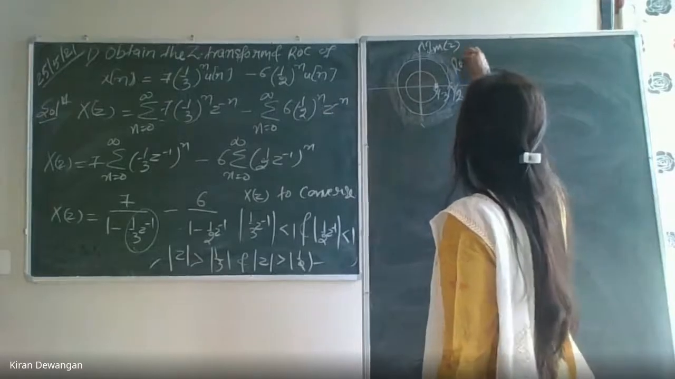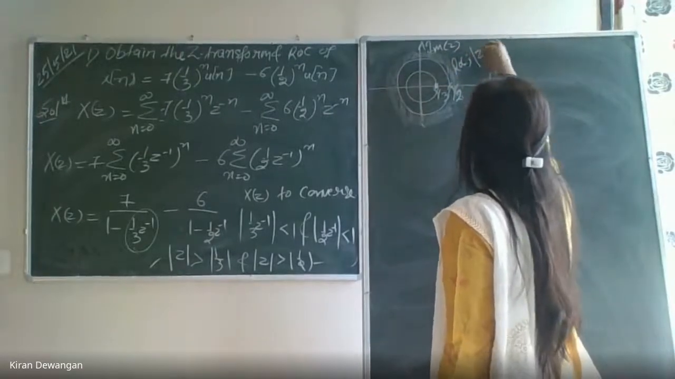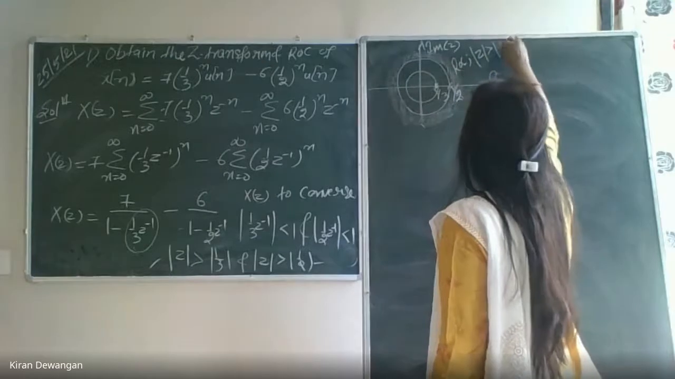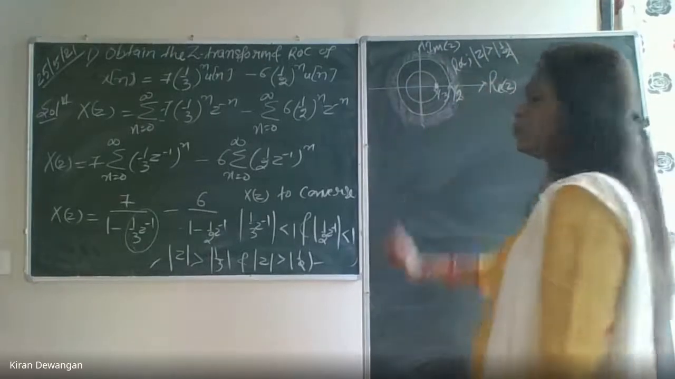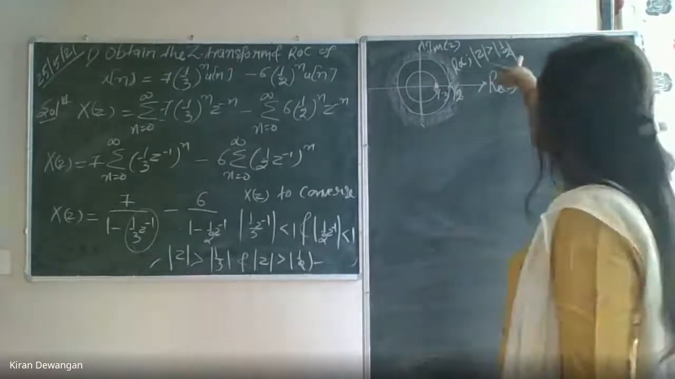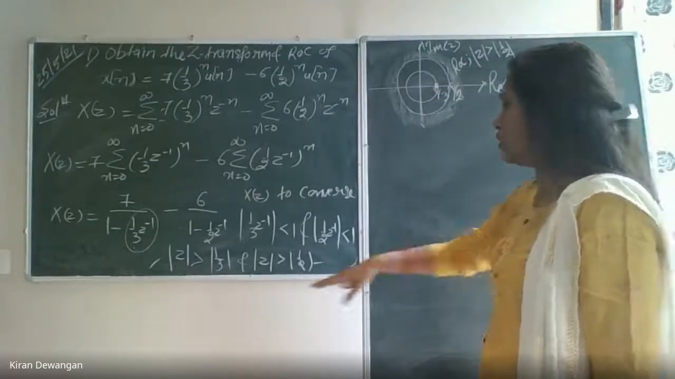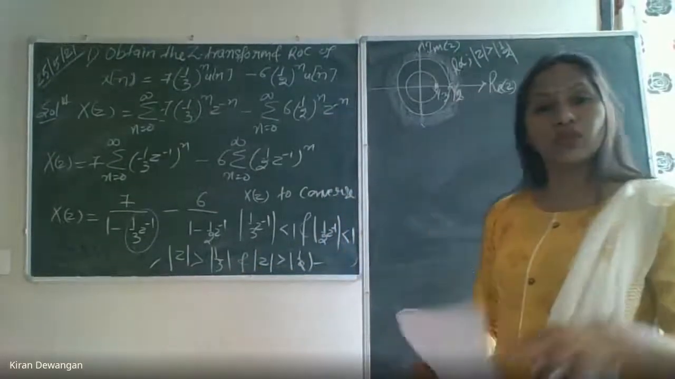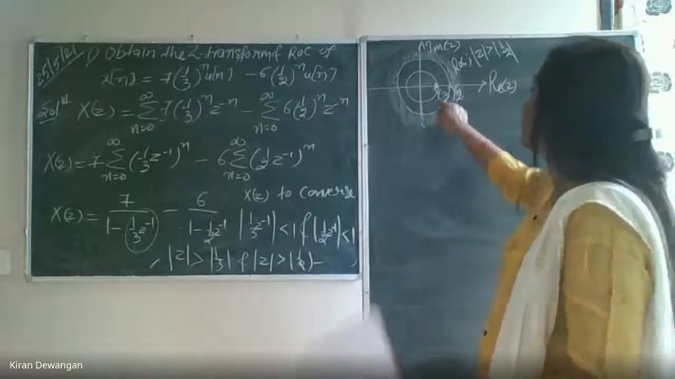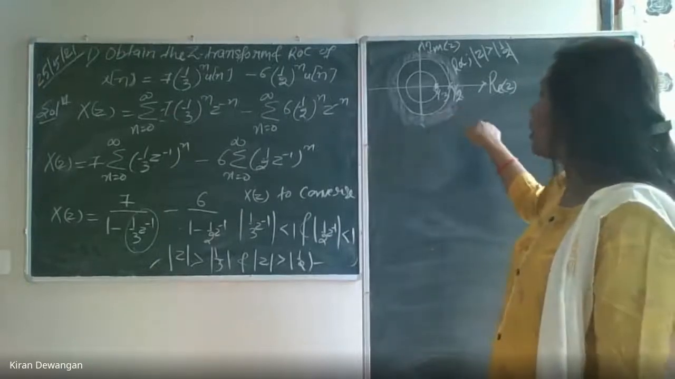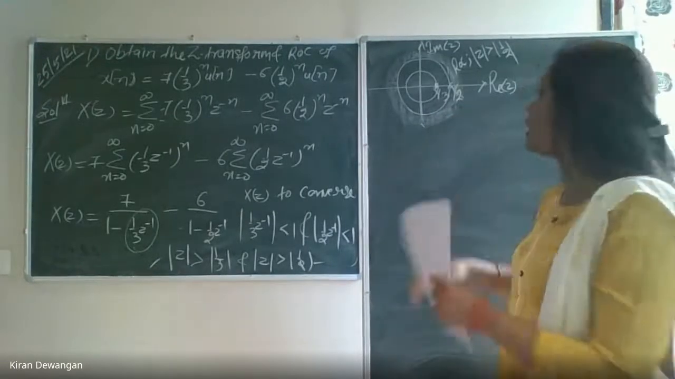ROC will be what? ROC will be mod of z greater than 1 by 2. ठीक है? Because that particular region is common in both. So that is what is going to be our ROC. 1 by 3 से भी greater होगा और 1 by 2 से भी greater होगा. ठीक है? So that is what is the ROC.